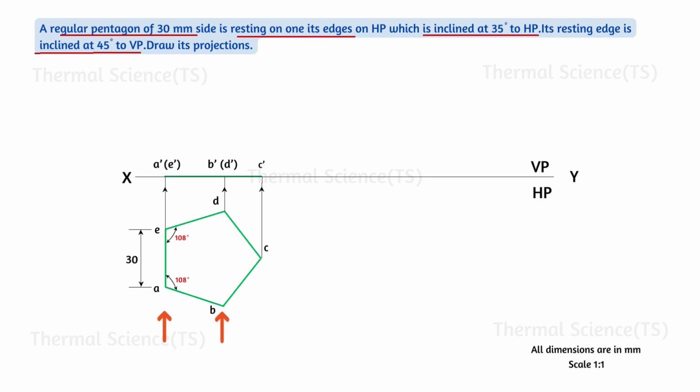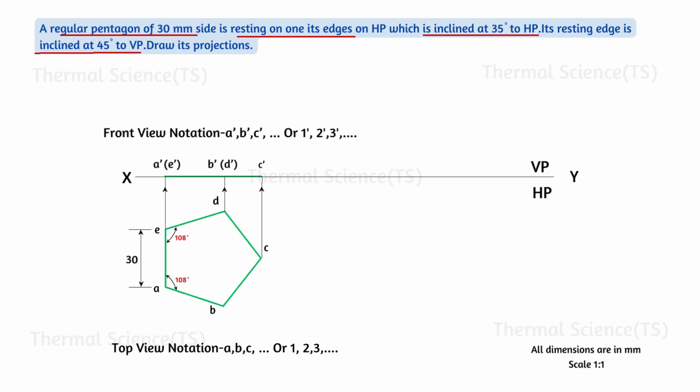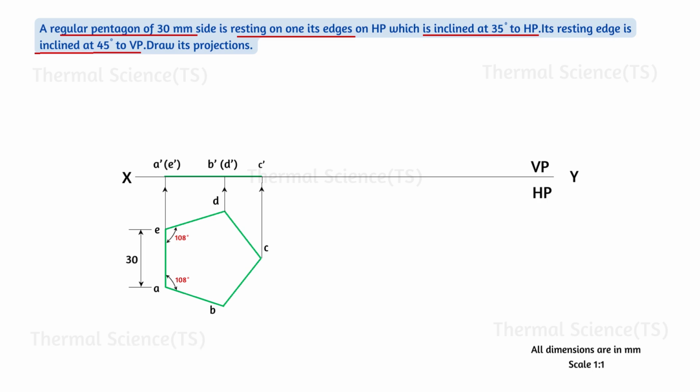If we name any point for the top view, we should use only small letter alphabets as a, b, c. You can also use numbers 1, 2, 3 for naming the corners or the points. Similarly, if we name any point for front view, we should use only small letter alphabets a dash, b dash, c dash. Now we have completed the first resting position of the pentagon.